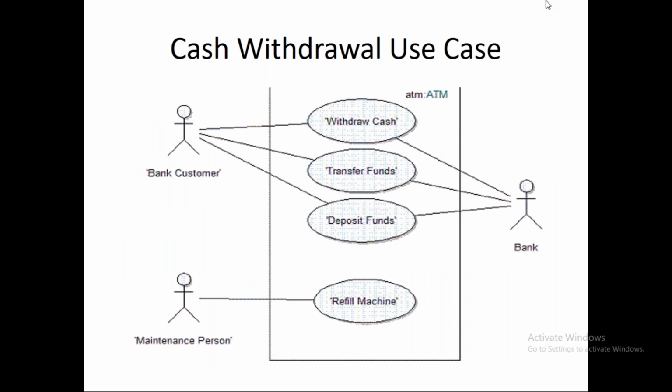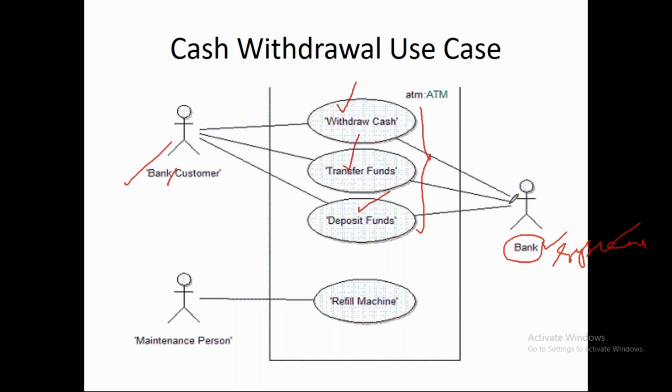Right. So when you look at the example here, this is with regards to the banking ATM machine. If you see the actors here, the bank customer and the maintenance person, and you have the bank system on the other side. As I mentioned, an actor can be a human being, or any other system as well. So this is the bank system. The bank customer would be using the system for withdrawing cash, transferring funds, and depositing funds.